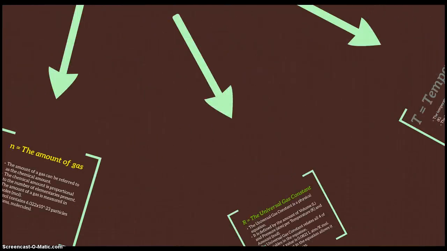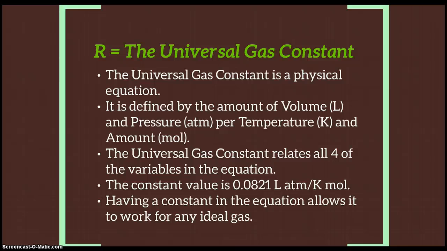R. R is the universal gas constant. The universal gas constant is a physical constant. It is defined by the amount of volume, L, and pressure, ATM, per temperature, K, and amount, mol. The universal gas constant relates all four of the variables in the equation. The constant value is 0.0821 liter atmospheres per Kelvin times mole. Having a constant in the equation allows it to work for any ideal gas.